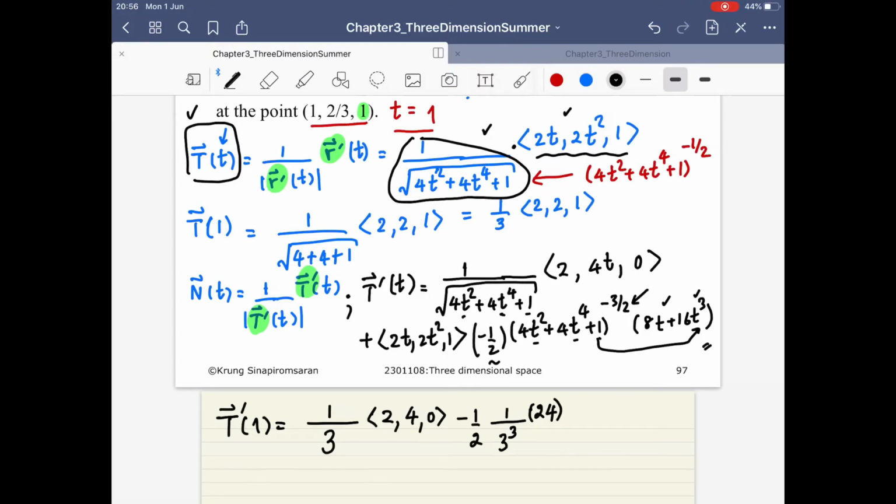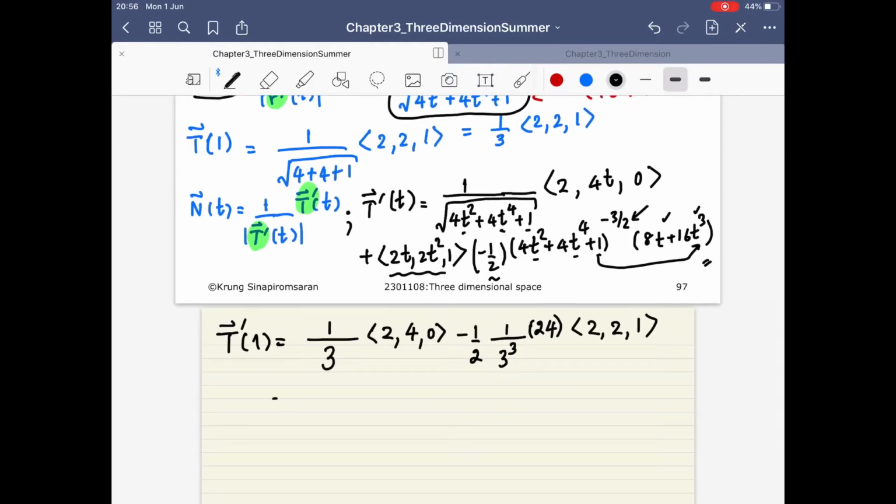Okay, and then don't forget this vector, so you have 2 2 1. Okay, so what is your first one? So you got 2/3. This one is 12, and you have minus 2 to the 3 cube. You got 4/3 minus, oh sorry, not 3, actually you have another 20.